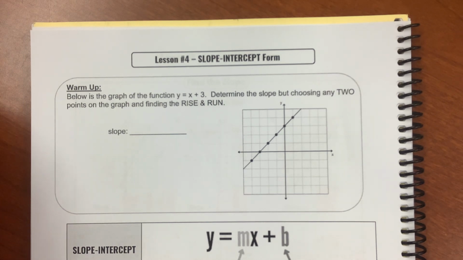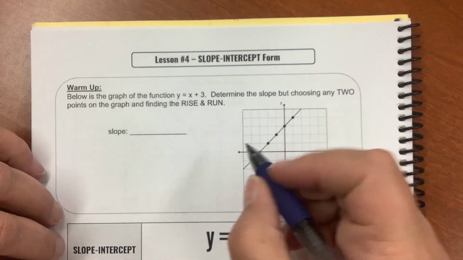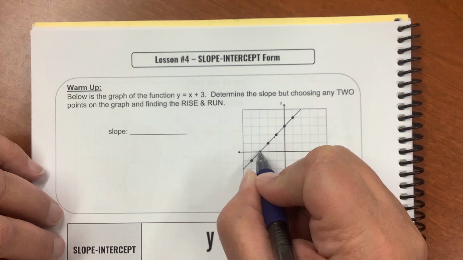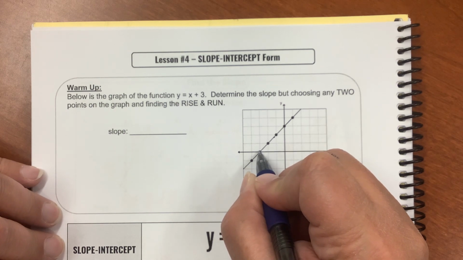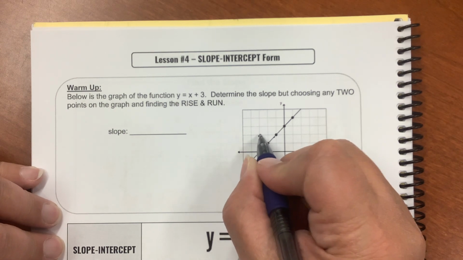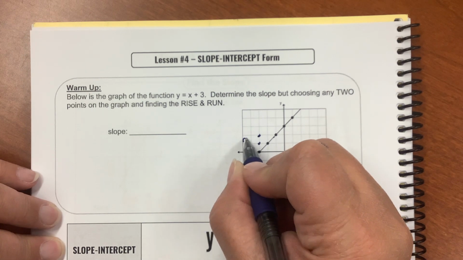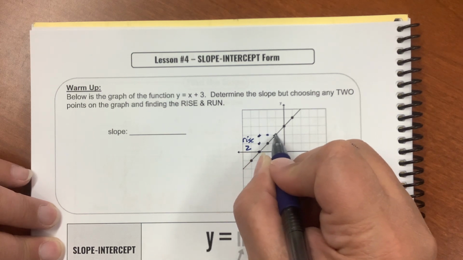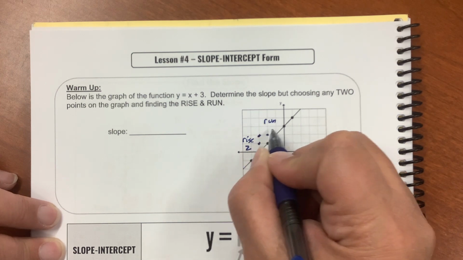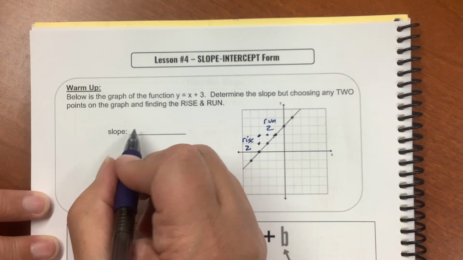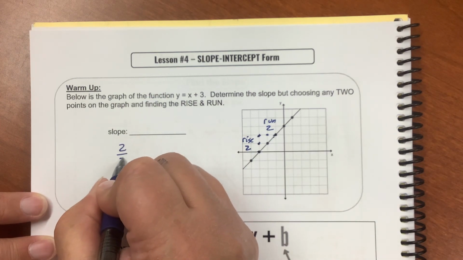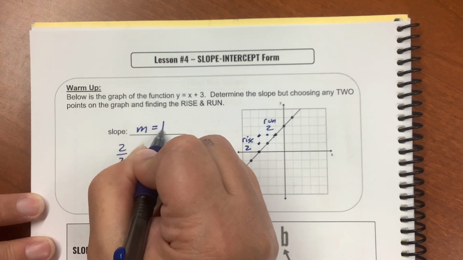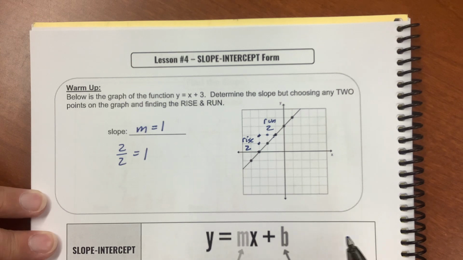I'm going to pick these 2 points right here, this one and this one. To get there, this is 0, 1, 2. I've already counted this point for my rise, which is 2. Now I'm going to turn right. 1, 2. My run, also 2. So my slope, 2 over 2, is equal to 1. So my slope, m equals 1. Remember, m is the symbol we use for slope.